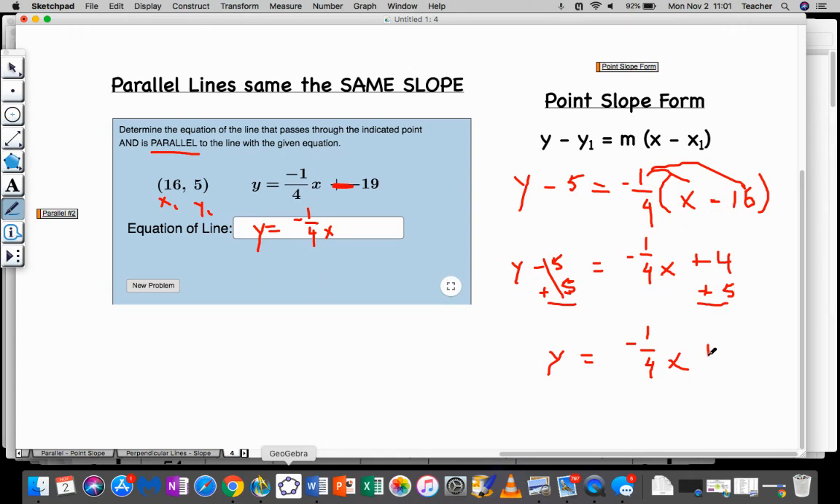And 4 plus 5, that would be 9. So I'm going kind of quick, but this is a video that you can pause and go back and rewrite if you need to. But this would be the line parallel to my original and running through 16.5. Now if I put 16 in for x, I'm going to get 5 for y. And that tells you that that point is on that line. All right, so that's how we're going to do a parallel question.